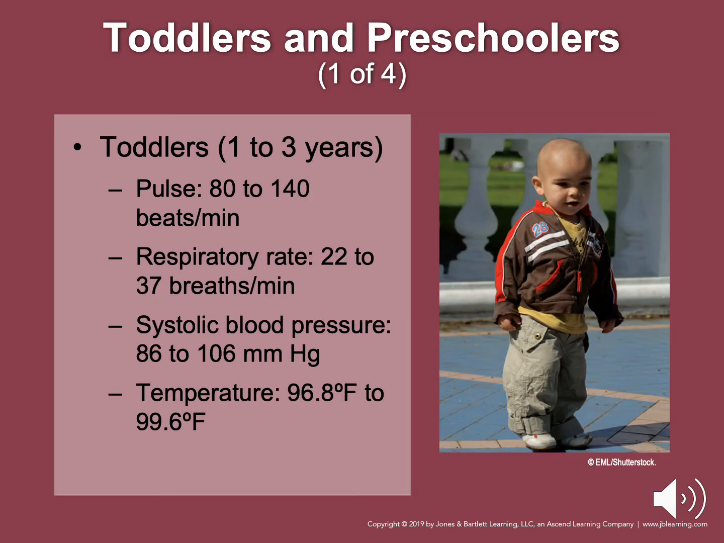From age 1 to 3 years old, you consider a toddler. Pulse rate 80 to 140 beats per minute. Respiratory rate 22 to 37. Systolic would be 86 to 106. Body temperatures would be 96.8 to 99.6 degrees Fahrenheit, and it's usually leveling off by 98.6 by school age.